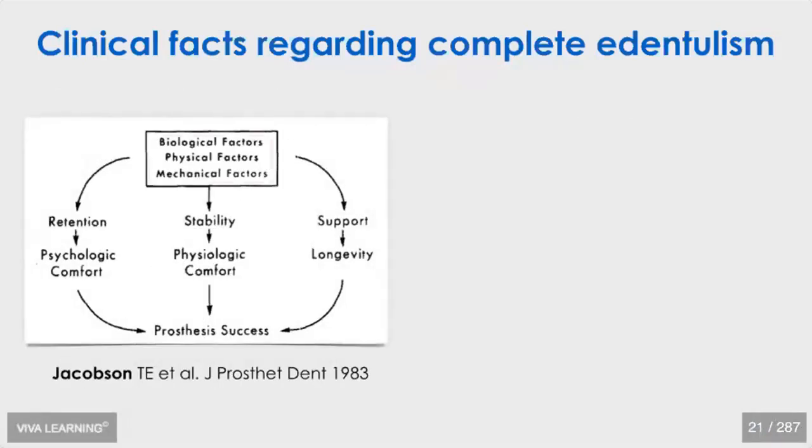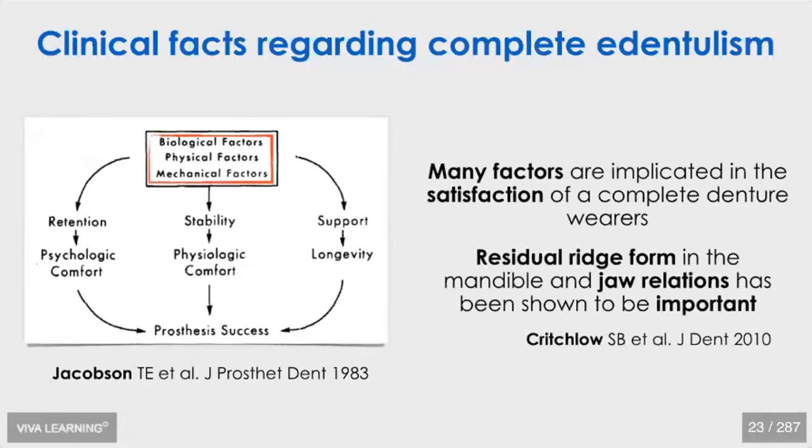Same study in 1983 looked at some factors that can contribute to the success of complete dentures. They looked at some biologic factors, some physical factors, and some mechanical factors. But what they found is that many factors are implicated in the satisfaction of a complete denture wearer, not only one. The residual ridge form in the mandible and the jaw relations has been shown to be important.